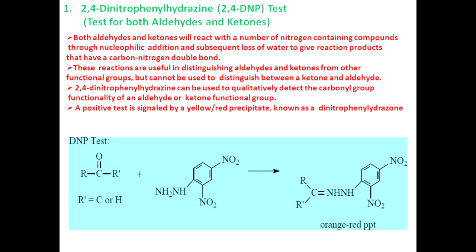Both aldehydes and ketones will react with a number of nitrogen-containing compounds by nucleophilic addition and subsequent loss of water to give reaction products that have a carbon-nitrogen double bond. These reactions are useful in distinguishing aldehydes and ketones from other functional groups, but cannot be used to distinguish between aldehyde and ketone. So this reaction is only useful to identify the carbonyl functional group from other functional groups, but it is not useful to identify aldehyde or ketone.